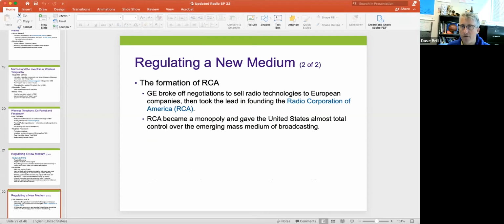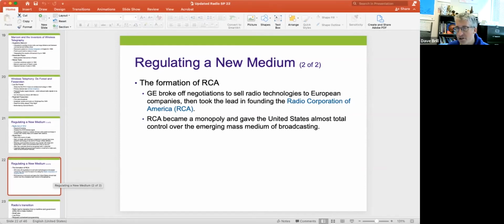So the formation of RCA. General Electric broke off negotiations to sell radio technologies to European companies, then took the lead in founding the Radio Corporation of America, or RCA. So basically RCA kind of swallowed up a lot of the things that were being worked on over here. Also, RCA was part of Marconi's company, and swallowed up Marconi's efforts, right? And so RCA became a monopoly and gave the United States almost total control over the emerging mass medium of broadcasting. I could get into the weeds with all of this, with the patents et cetera, but I think just know that RCA is synonymous with broadcasting from a very early beginning.